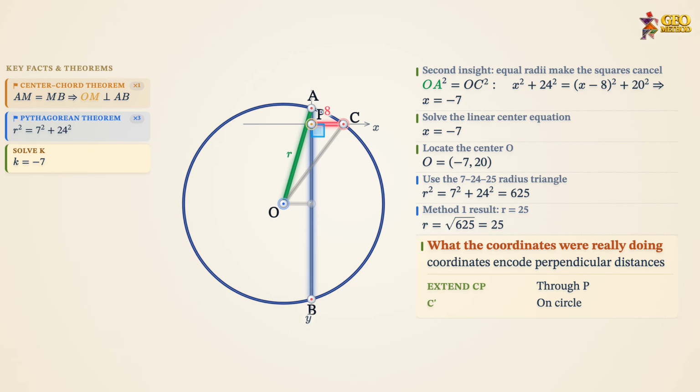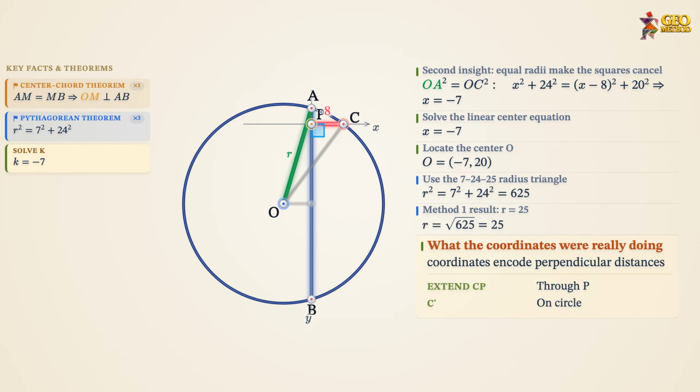The coordinates only organize the two perpendicular directions and their distances. The circle, chord midpoints, equal radii, and right triangles are geometric facts. The geometry itself does not depend on the axes. Now let us remove the coordinates and solve the same problem directly.